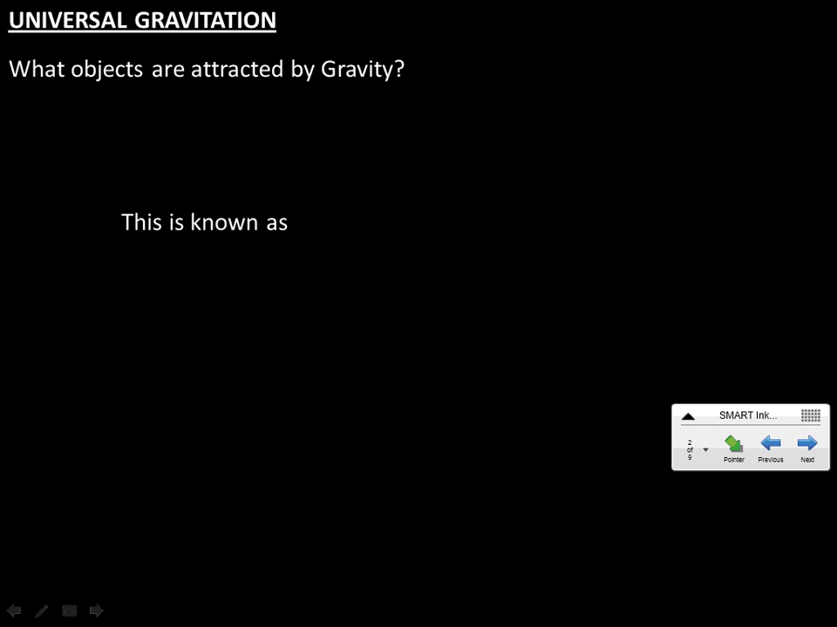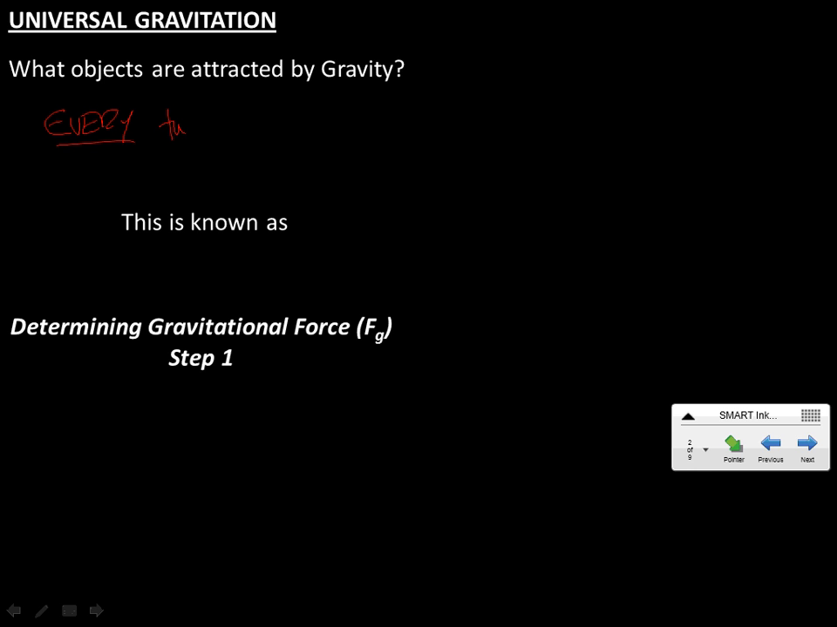One of the big ideas is we think of the Earth attracting us. The Earth attracts bowling balls to the Earth, right? But the question is, what objects are attracted by gravity? The answer is every two objects in the universe attract each other. I'll even write that: attract each other.